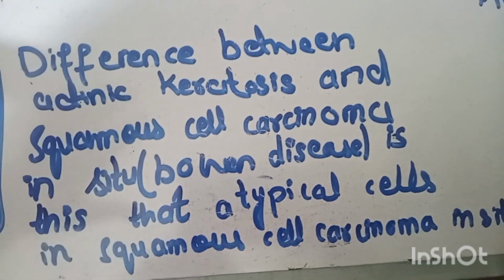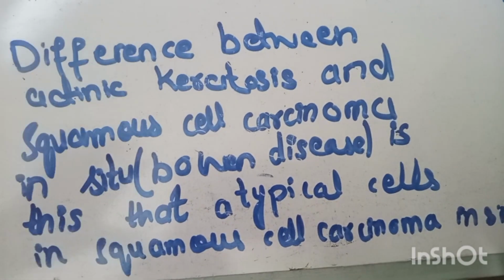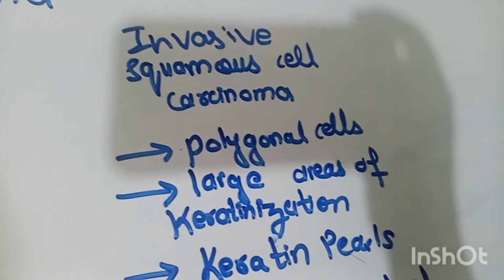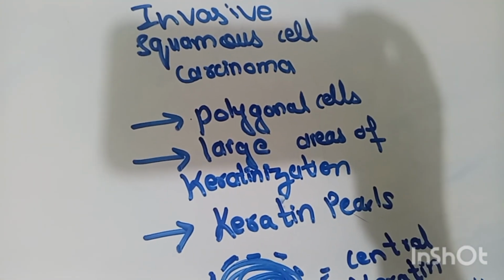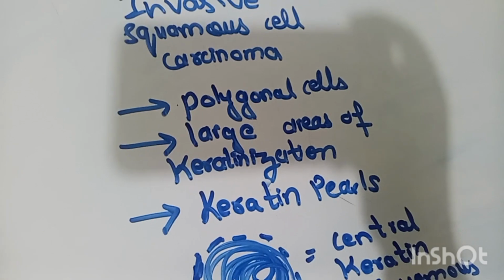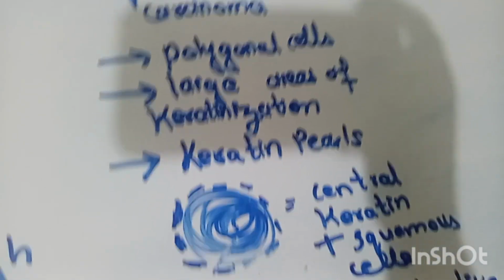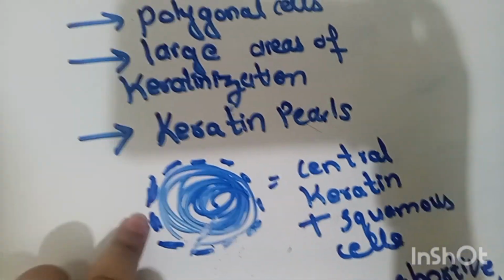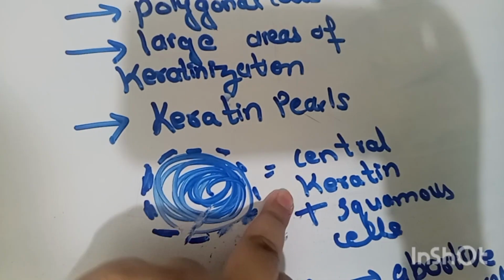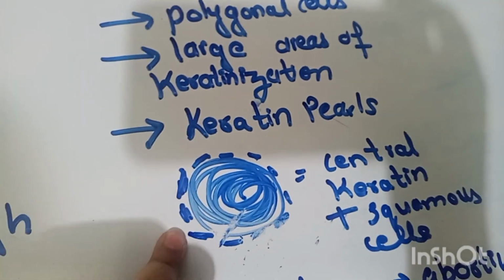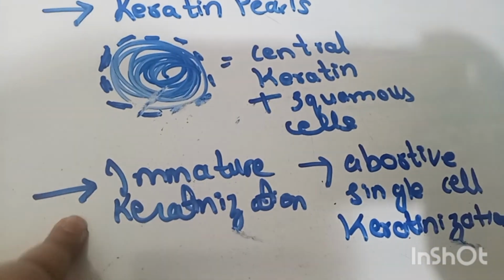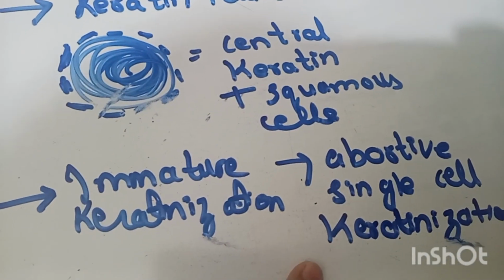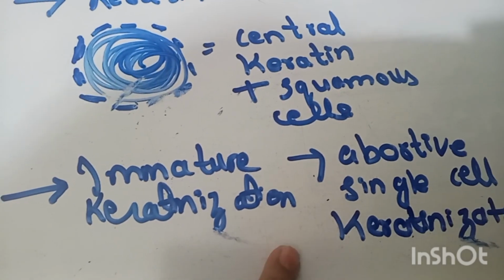And if the squamous cell carcinoma has invasion, then we call it invasive squamous cell carcinoma. In invasive squamous cell carcinoma, we see polygonal cells, large areas of keratinization, and keratin pearls. What are keratin pearls? Keratin pearls have central keratin surrounded by squamous cells. We also see immature keratinization. What is immature keratinization? It is called abortive single cell keratinization, meaning the keratinization is not completed.